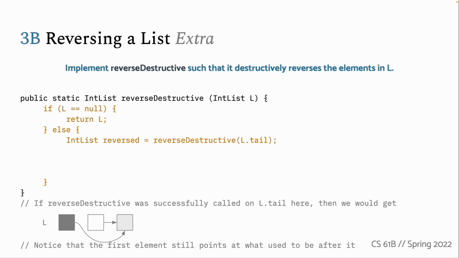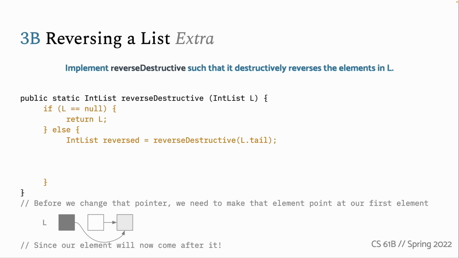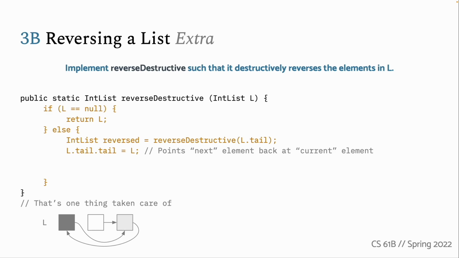Notice here the first element is still going to be pointed at what used to be after it because we haven't done any modifications. We passed in L.tail, so it didn't do any modifications to that first item yet. Before we change that pointer, before we lose access to that item, we want to make sure that we put our list in that right spot. So our element is going to go right after that element now. So we just have to do L.tail equals L. So L is this pointer to this item, L.tail is the pointer to this item, and we want to set L.tail to be equal to this first item, to be pointed at this first item.